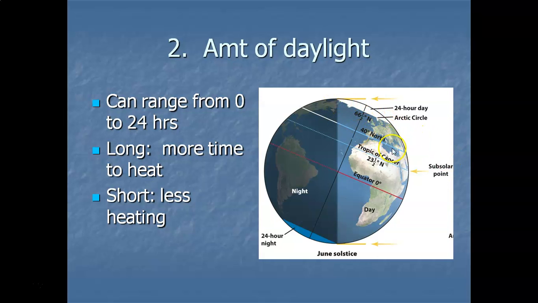So just take a look at the June solstice versus the December solstice, and follow along that 40-degree north line, at the latitude of New York City, and you'll see huge differences in the amount of daylight during summer and the amount of daylight during wintertime.